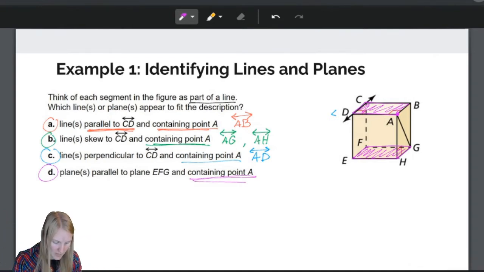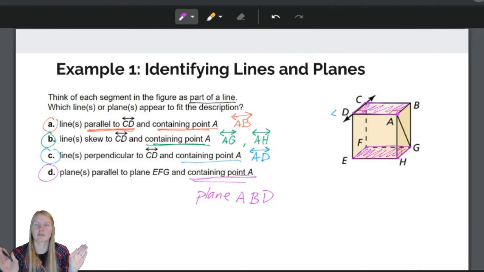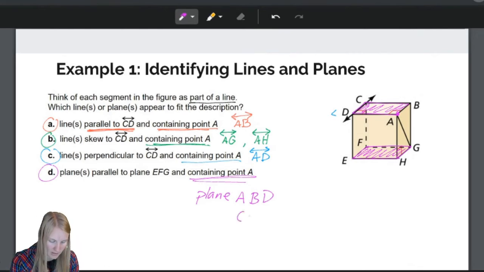So, plane A, B, D. Or ABC, tons of different names for this, right? We could call it CDA, we could call it CAB, we take any three of these points and put them together.